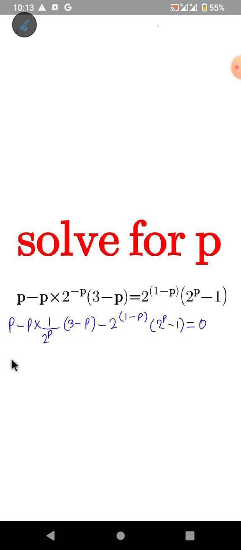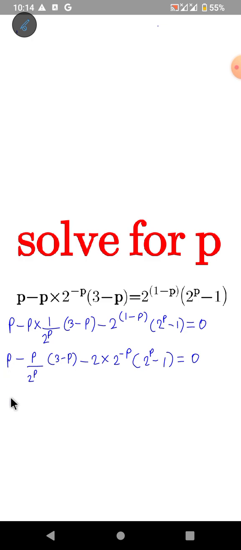Now we continue. This is P. Now this P, we multiply with this one here. So we now have minus P all over 2 raised to the power of P, all multiplied by 3 minus P. Close bracket. Then minus. Now I'm going to split this according to the law of indices. So this will become 2 raised to the power of 1, which is 2, multiplied by 2 raised to the power of minus P. Then everything multiplied by 2 raised to the power of P minus 1. Close my bracket, and all equal to 0.